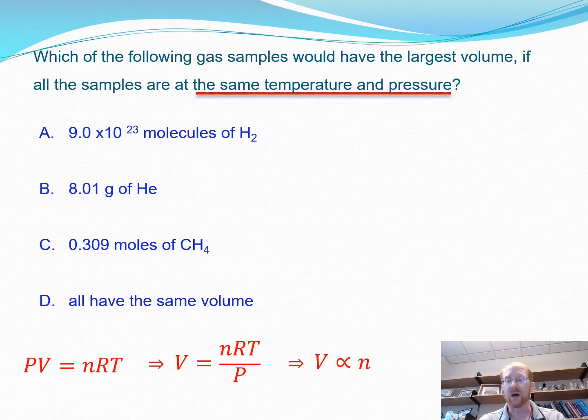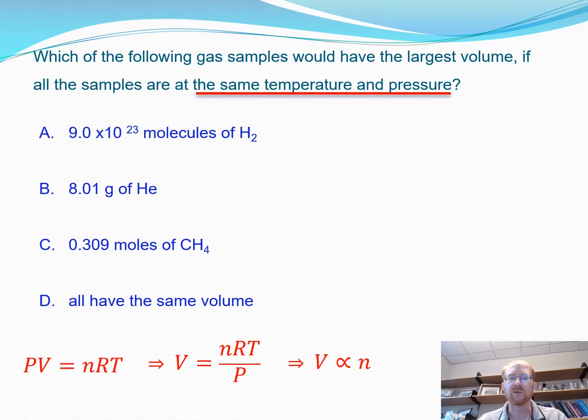So V and n are directly proportional to each other. This goes back to Avogadro's law, and that's what Avogadro was looking at, the relationship between volume and number of moles. And it said as one goes up, so does the other. So this question is really all about figuring out how many moles of my hydrogen gas, helium gas, or methane gas that I have. And whichever one of these values has the largest number of moles, that's going to correspond to the largest volume. So that's all we need to do here, just some conversions from whatever units we're starting with to moles.